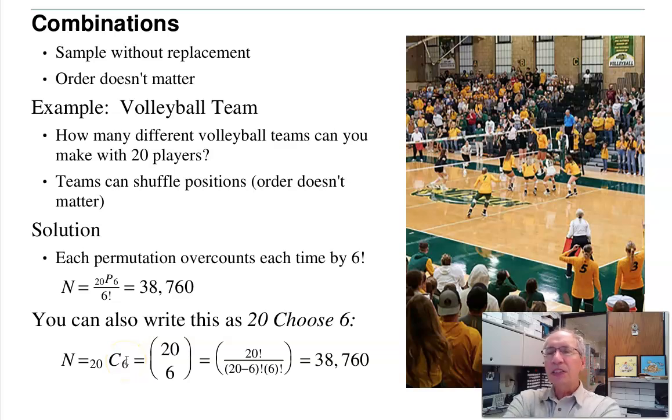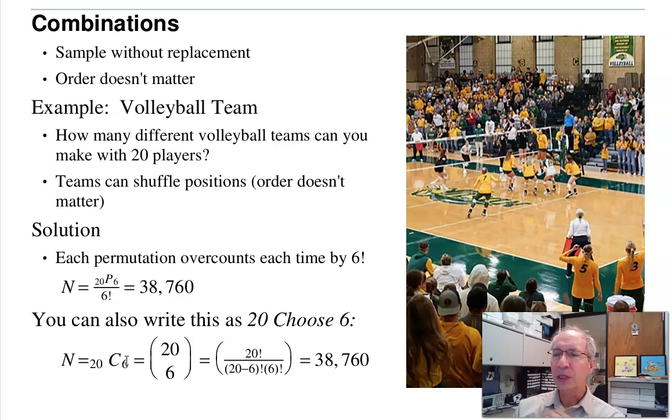Now combinations is sampling without replacement where the order doesn't matter. So for example, if I'm going to pick 6 players and they can reorganize themselves as to who plays what position, it doesn't matter how I choose those 6, they're going to rearrange themselves. Or in cards, if I can take my hand and shuffle it, order doesn't matter, that's a combination.